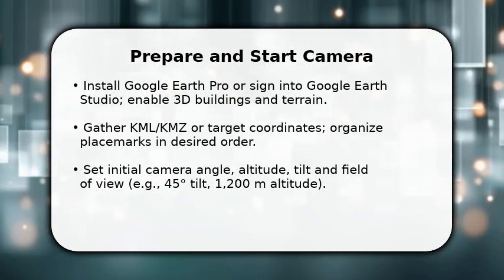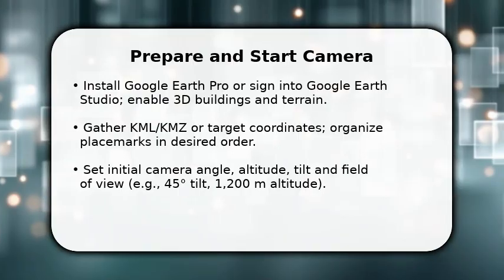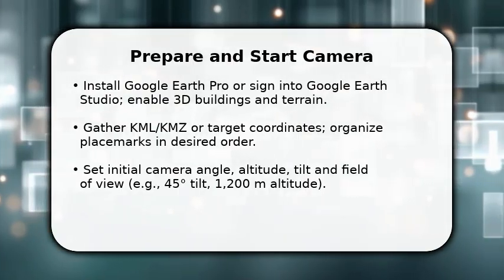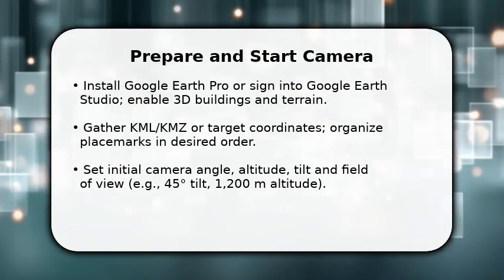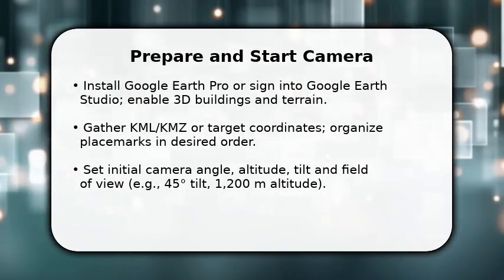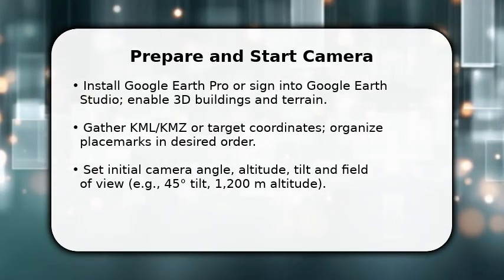Enjoy the video. You start by getting the tools and targets ready. Install Google Earth Pro or open Google Earth Studio and enable 3D buildings and terrain so geometry renders correctly. Once done, import or create KML/KMZ placemarks for each stop. This gives you precise key points to animate between.